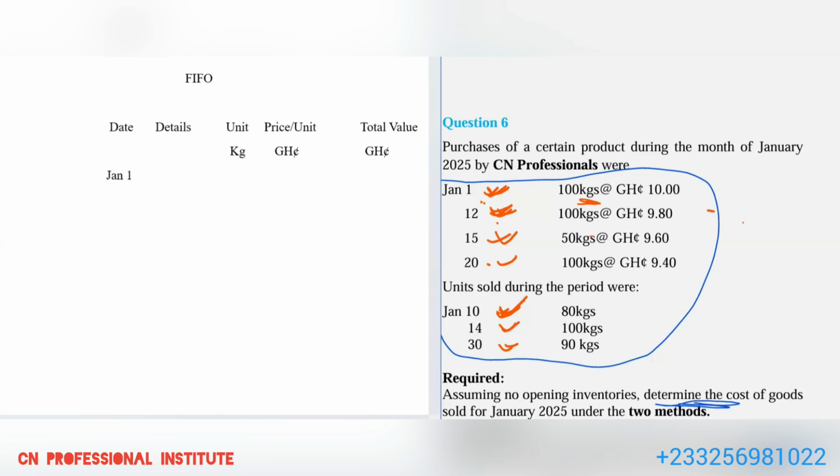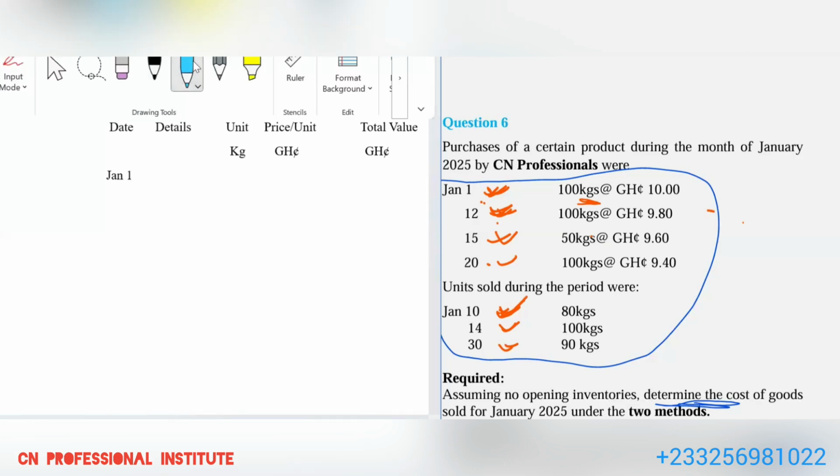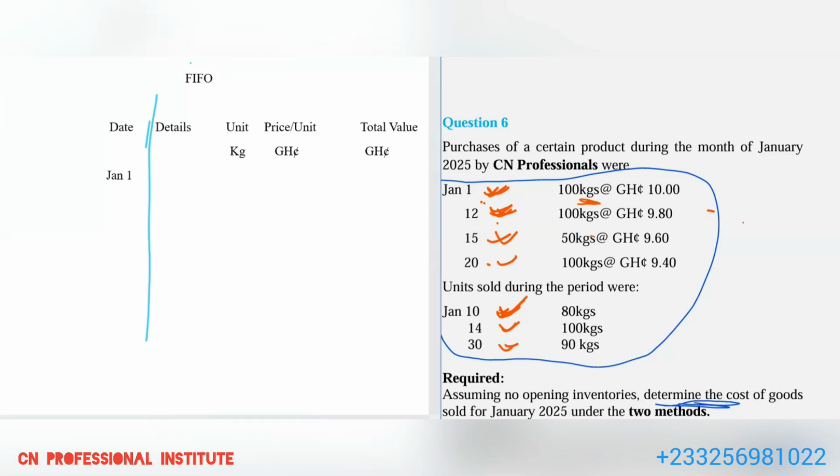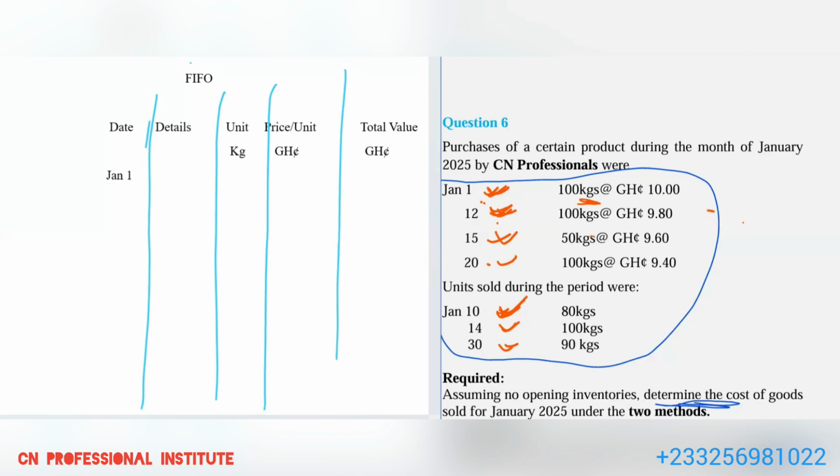When you pick January 1st, what happened? It was purchases. In this question, there's no opening balance. If there's an opening balance, you'd have added it. Let me see if I can use a line to draw something here. So dates, then details, the units, price per unit, then total value. I think this will make the working easier for us.